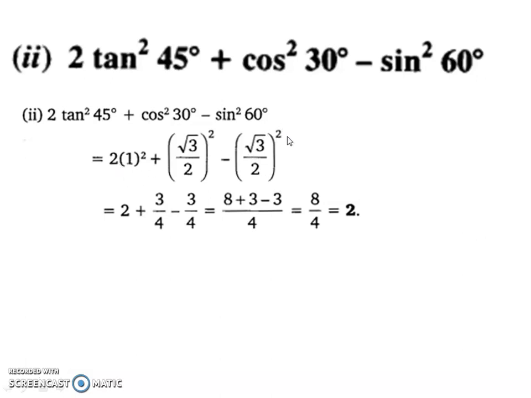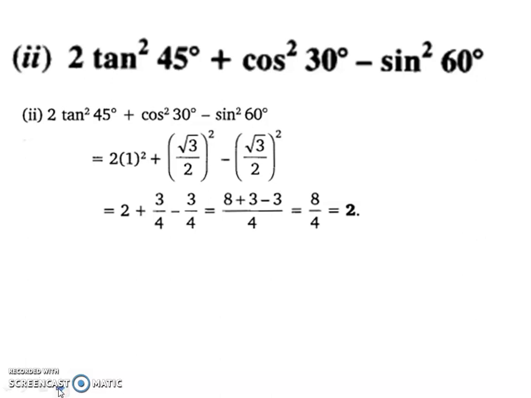Now, simplifying this. 2 into 1, 2. What is root 3 by 2 the whole square? Root 3 square is 3. 2 square is 4. So, it is 3 by 4. 2 plus 3 by 4 minus 3 by 4. You can cancel here. 3 by 4 minus 3 by 4 is 0. So, the final answer is 2.